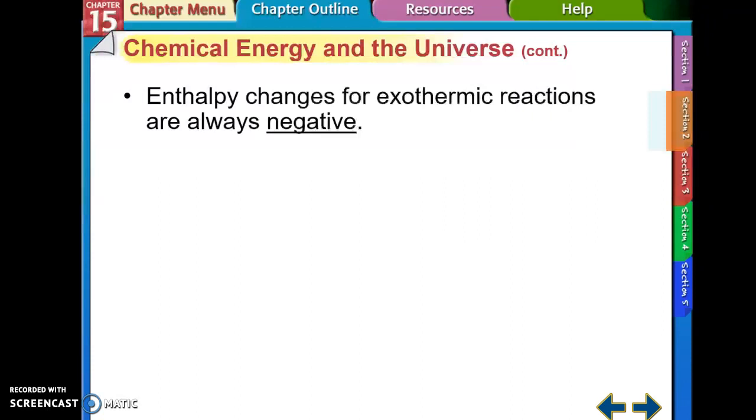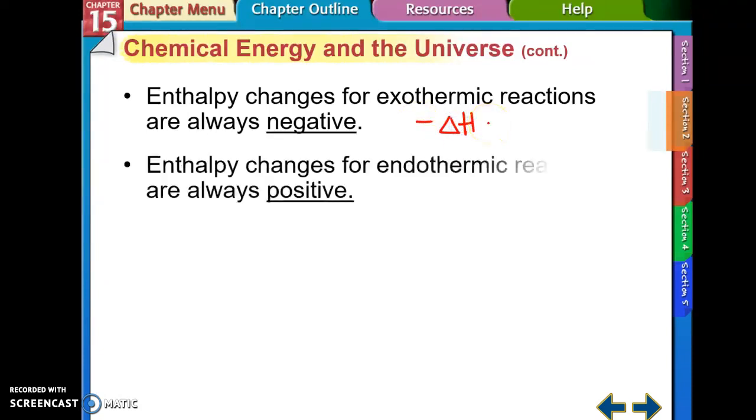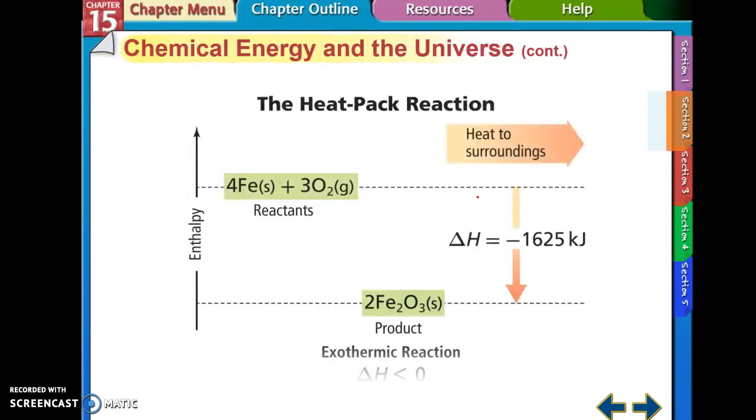Enthalpy changes for exothermic because you're producing that heat. The heat is being given away. That means your heat content for the system is negative. So you're going to have a negative delta H. And when you have an endothermic reaction, you're going to have a positive delta H because you're absorbing that heat and that enthalpy.